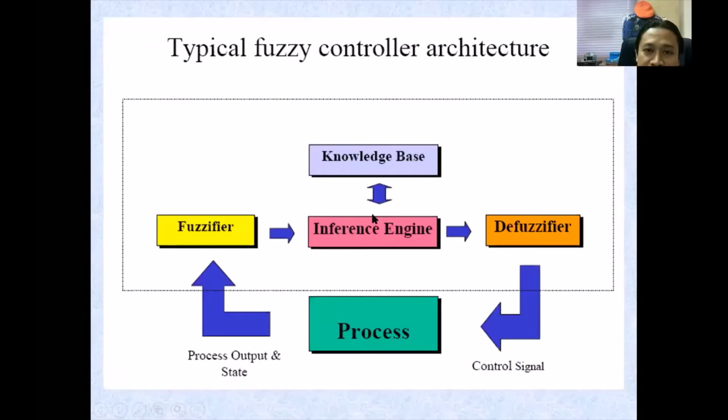So these are the components I mentioned to you, or sometimes we call it the fuzzy logic architecture. The first component is the fuzzifier, or we can call it the fuzzification. Fuzzification is the process of converting from the crisp set to the fuzzy set. That is the function of the fuzzification. Then the inference engine is to make the decision.